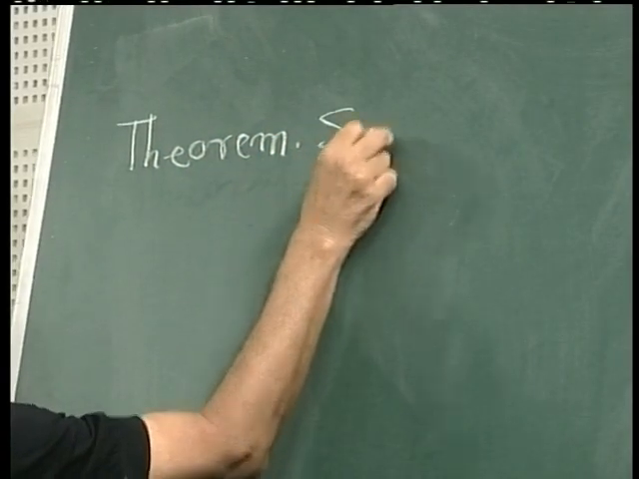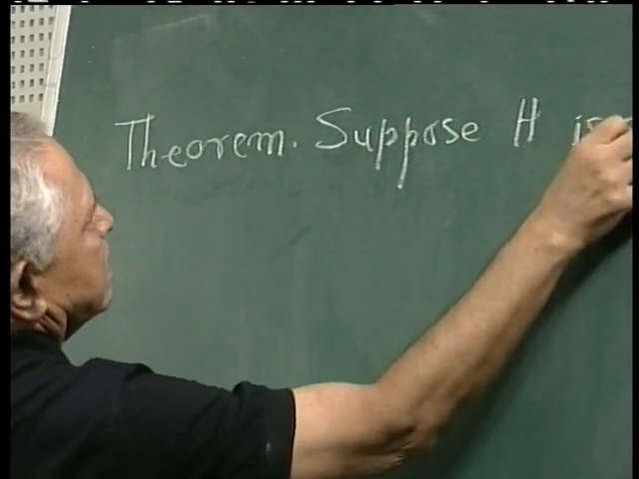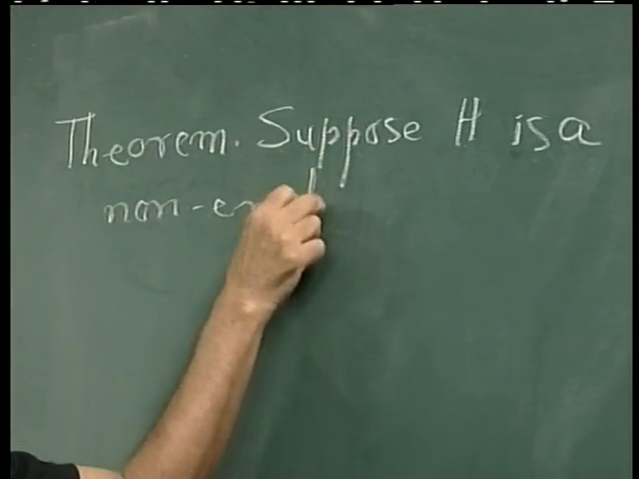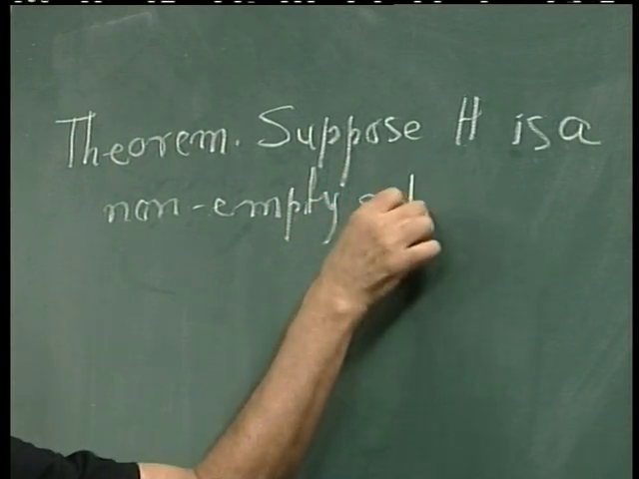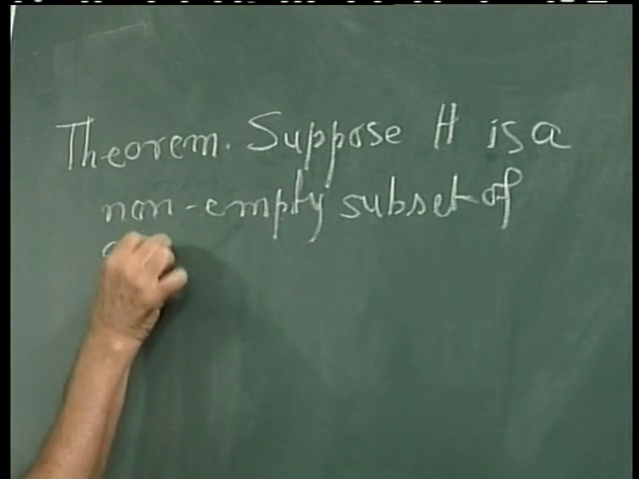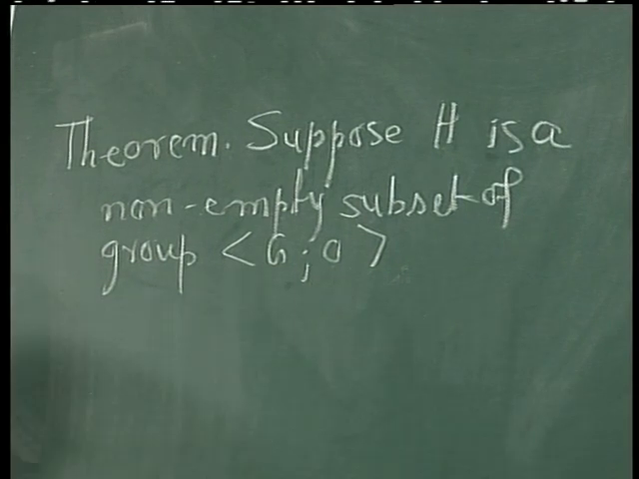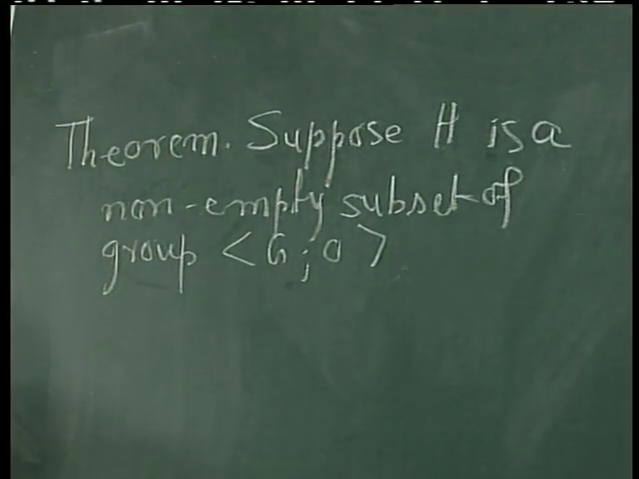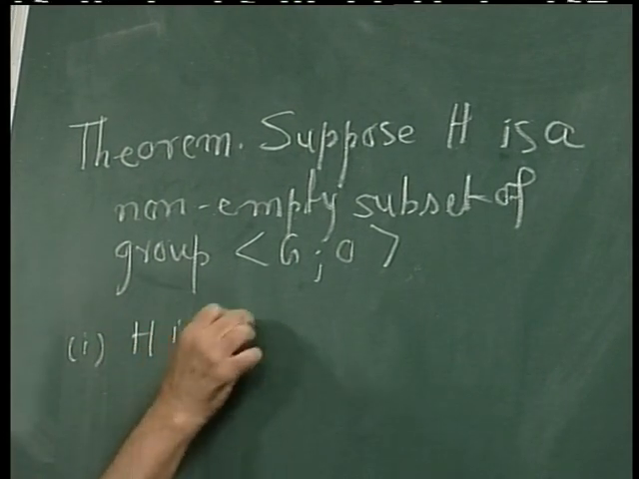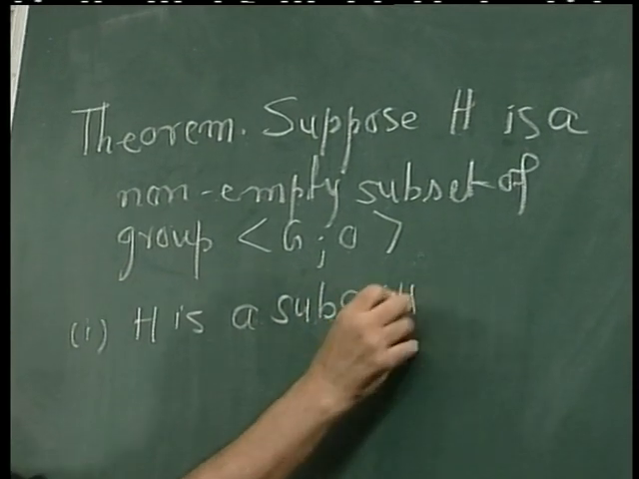Suppose H is a non-empty subset of a group G. Then the following three statements are equivalent. The first is H is a subgroup of G.